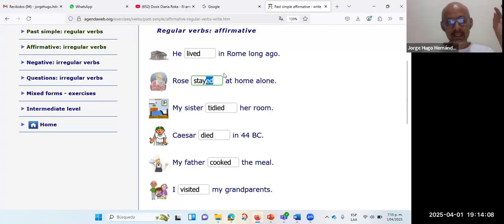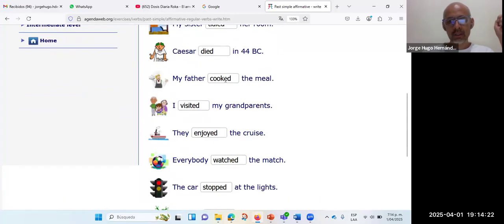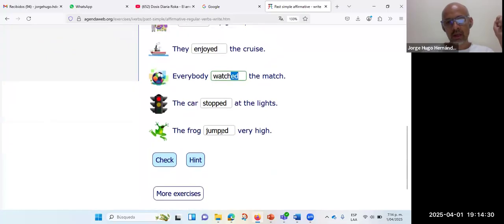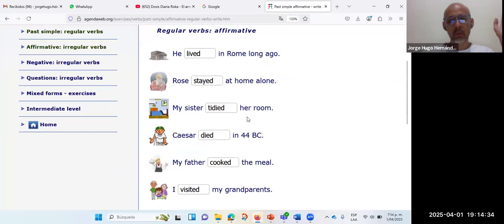However, there are some special cases. Some verbs have something different. Okay? This is the normal one. Stay, stayed; cook, cooked; visit, visited; enjoy, enjoyed; watch, watched; jump, jumped. The regular ones, the normal ones.